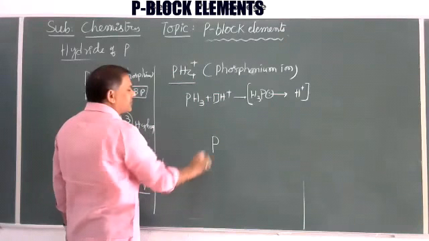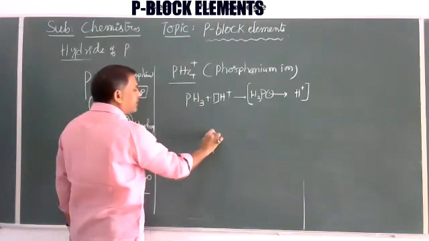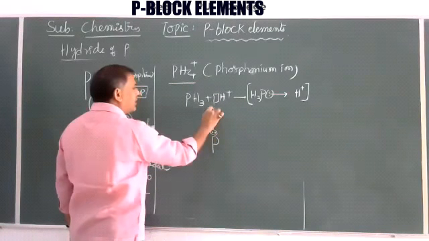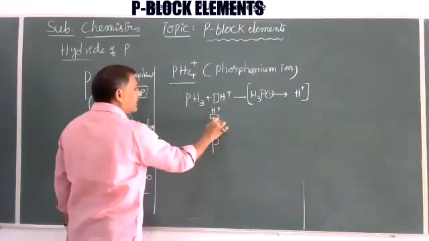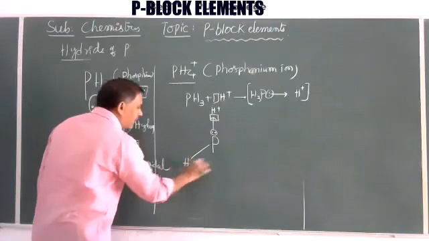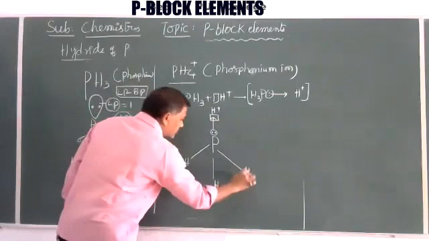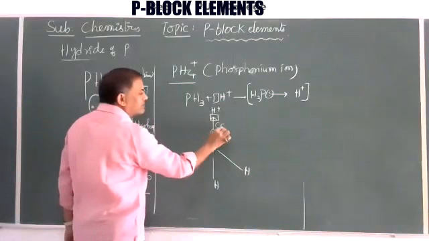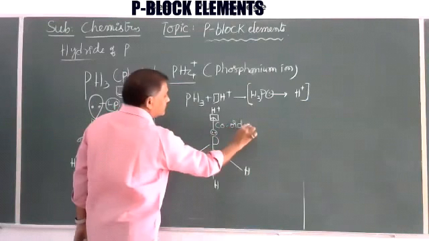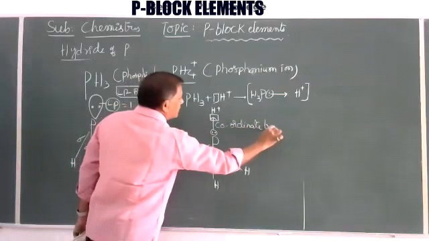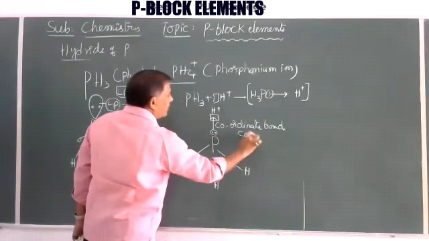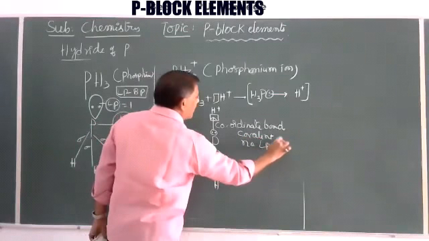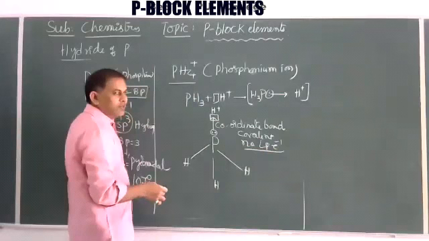Around phosphorus, 5 valence electrons are there. One valence electron pair is donated to the H+ ion like this, and the remaining 3 are covalent bonds. Now this pair is involved in chemical bonding, that is a coordinate bond. A coordinate bond is also a covalent bond. Here there are no lone pair electrons; they are all involved in chemical bonding.